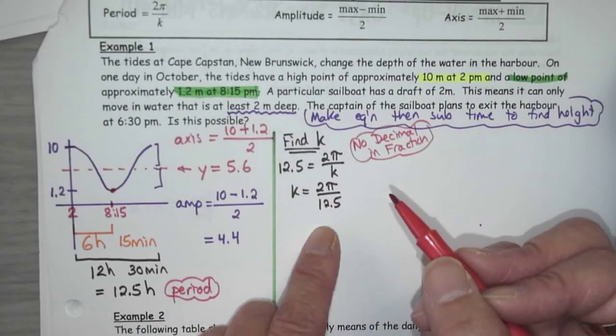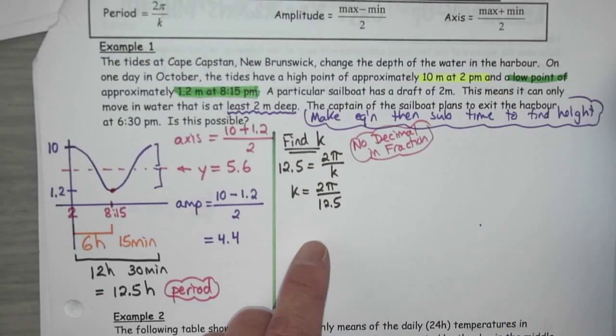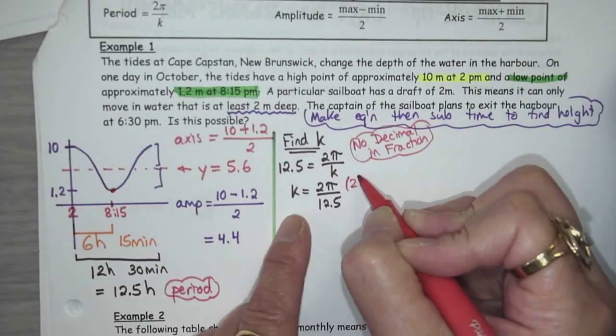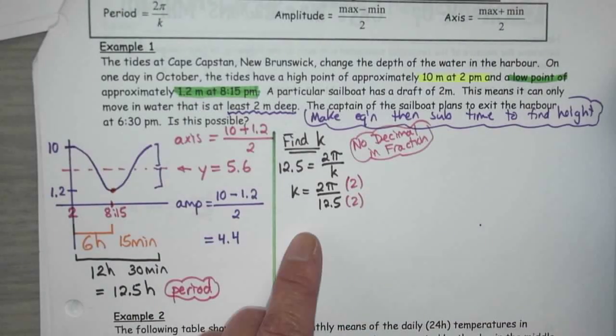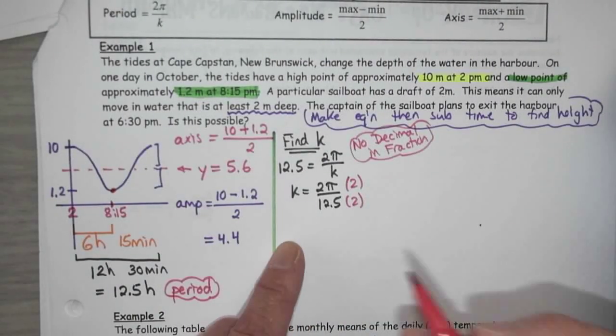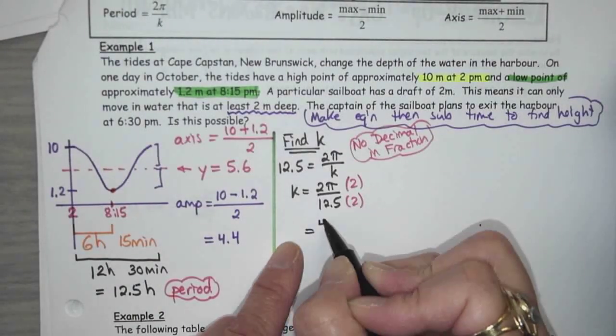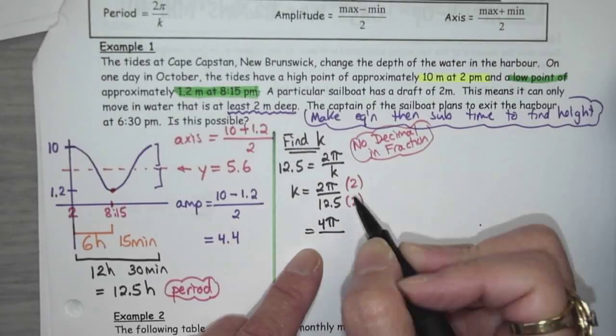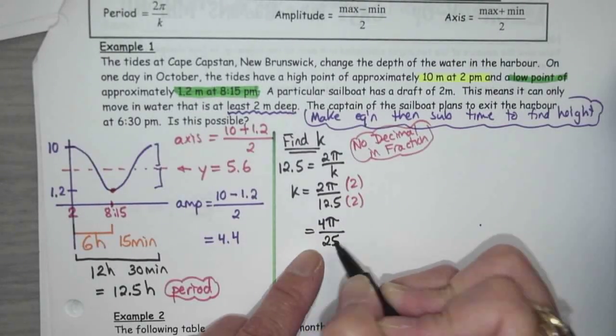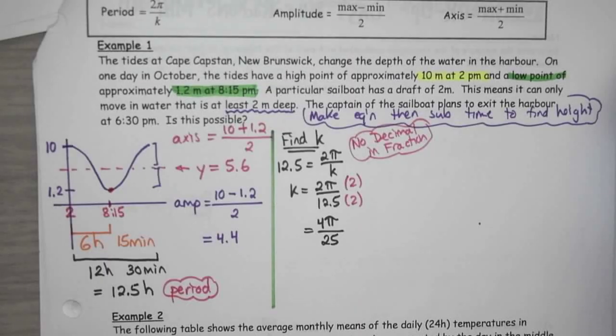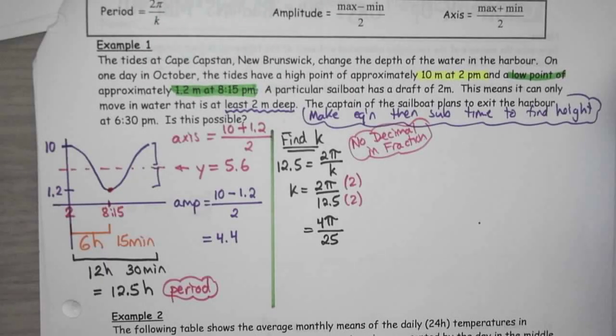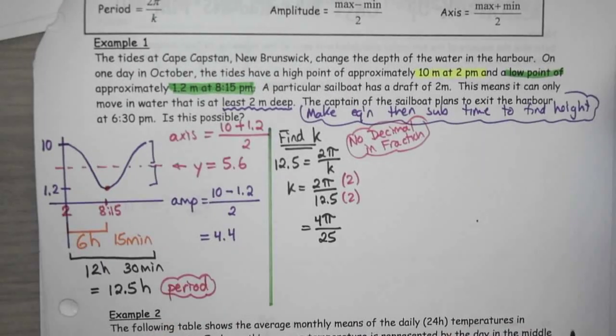Which one do you want to do, 10 or the 2? Which would you see? 2? Okay, so 2 on top and bottom. For a fraction, you're allowed to multiply top and bottom by the same amount. That fixes it, so it's 4 pi over 25, see? And then no decimal in the fraction. You're just not allowed to have a fraction in a decimal, or a decimal in a fraction. Okay, there we go.